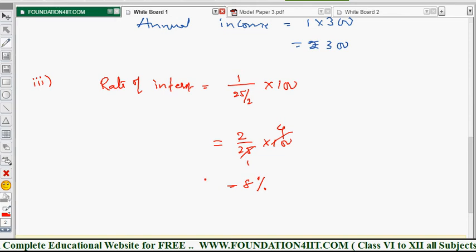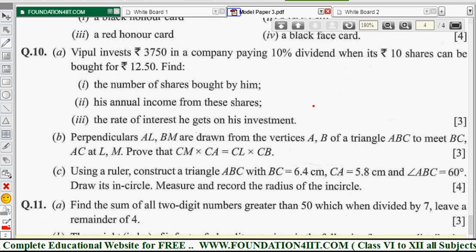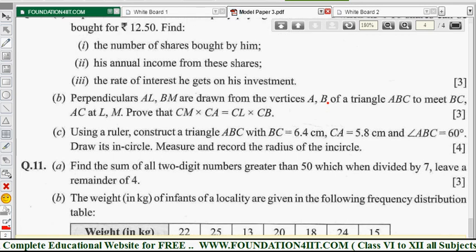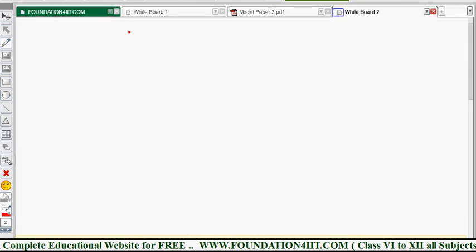So this is the solution from the given data. And see the next question. Geometry. Perpendiculars AL, BM are drawn from the vertices A, B of a triangle ABC to meet BC, AC at L, M. Okay, let me draw the diagram and understand clearly. Here perpendiculars AL and BM. First we take the triangle ABC.